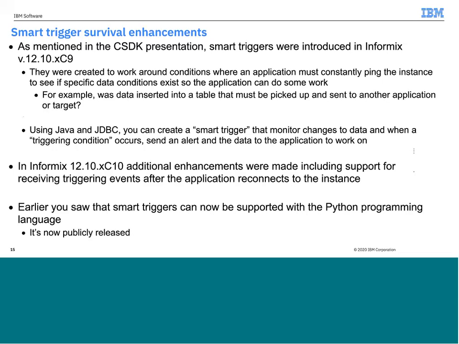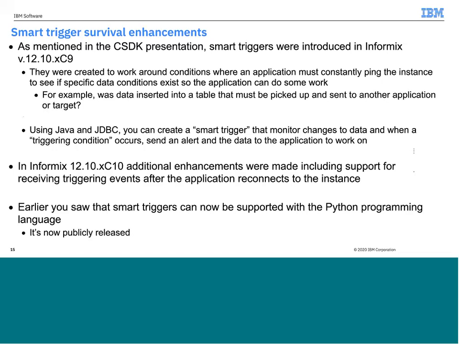Historically, that meant the application would have to ping the instance every X number of seconds and say, did this happen, did this happen, did this happen? The workload overhead on the instance was just too much if you had a lot of these pings going on. So using Java and JDBC, you can create a smart trigger, which is an ER replicate type of functionality that monitors for changes.